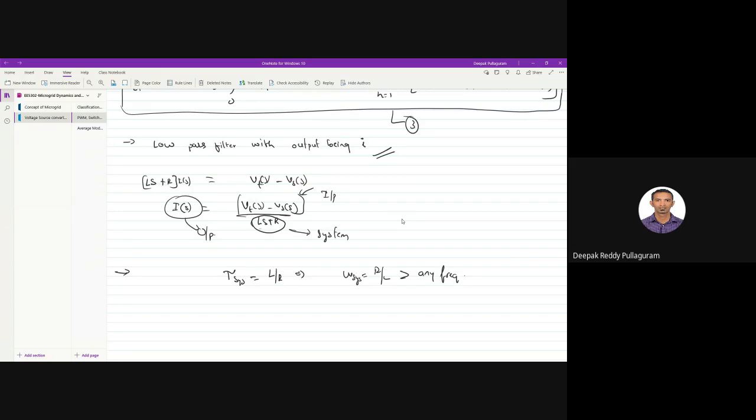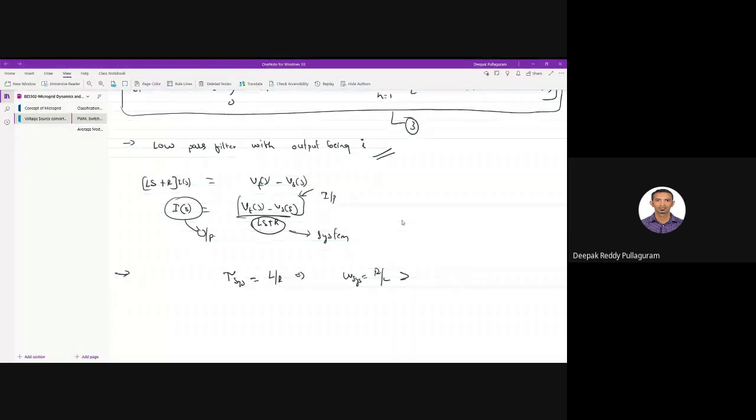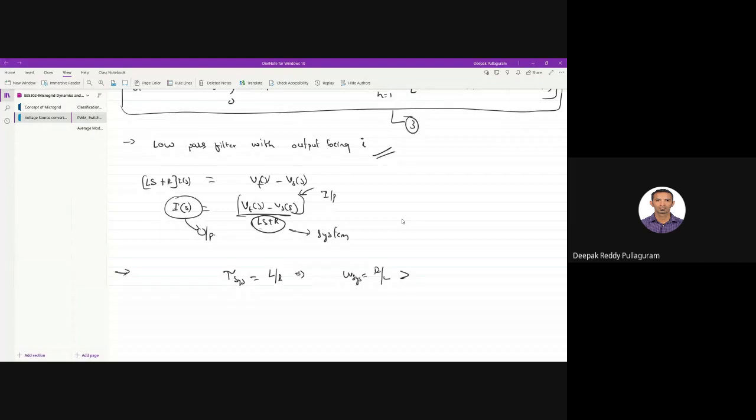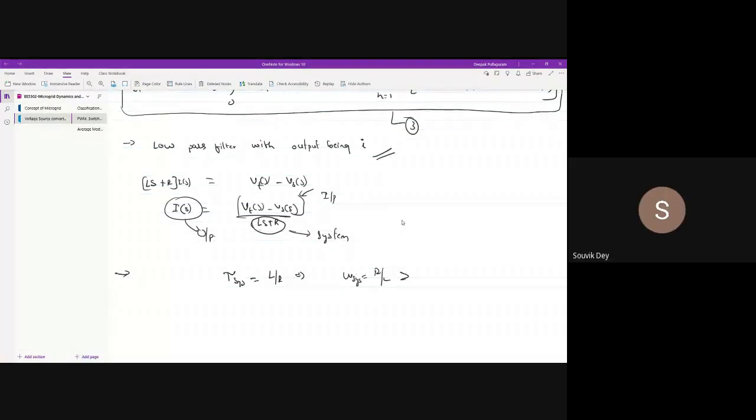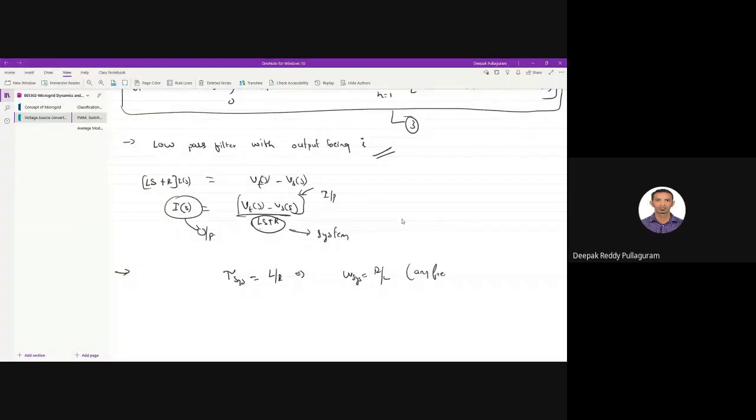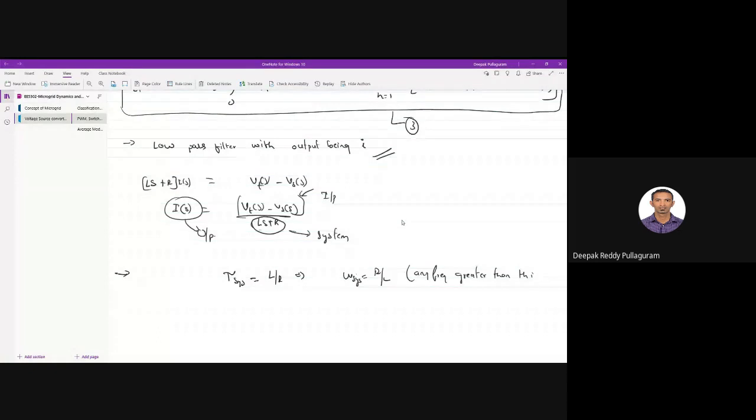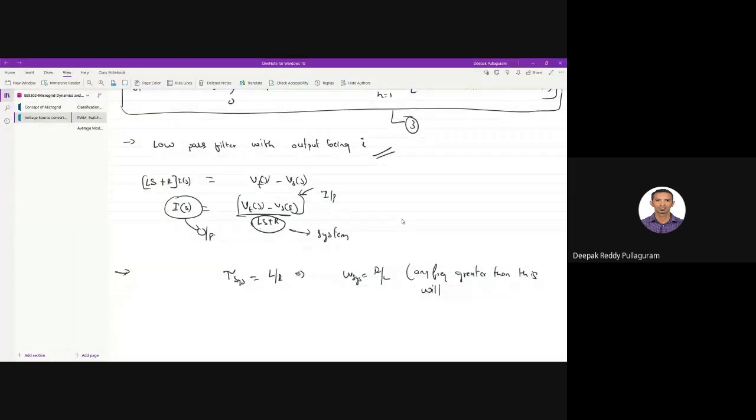Any frequency greater than this, what happens? Will they be filtered out? Will they have a lower amplitude or lower magnitude? Attenuation will be there. Amplitude in the sense they get attenuated. Do you all agree on that? So any frequency greater than this will be attenuated. We can't say directly whether it is the 5th harmonic or 7th harmonic here. We should say it in terms of time constant.